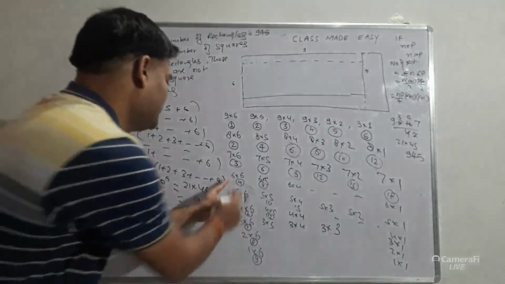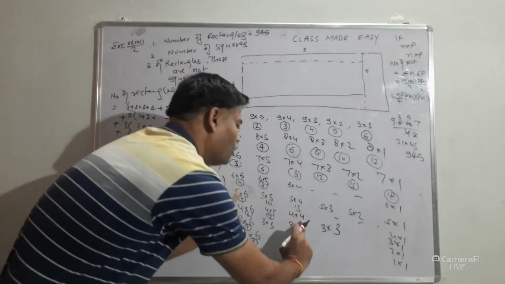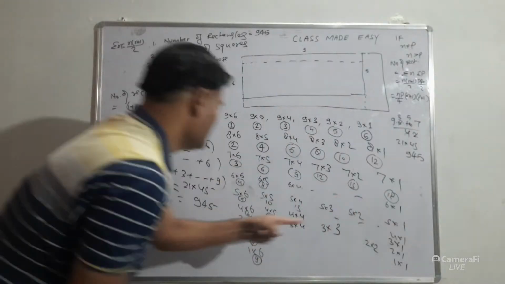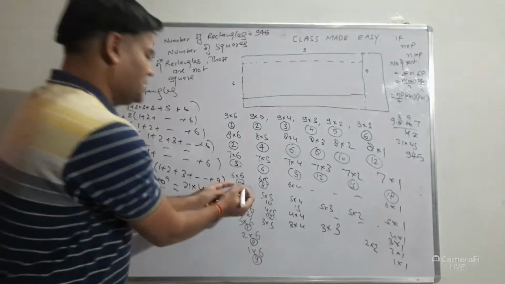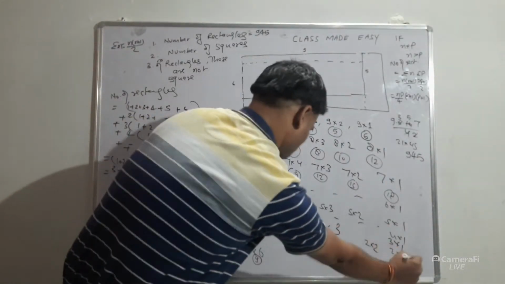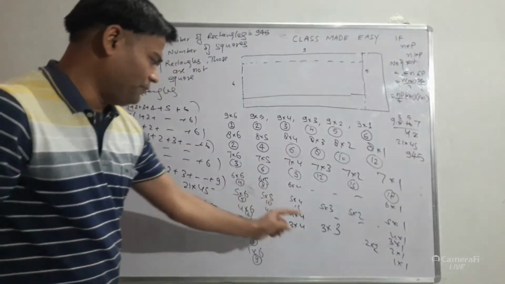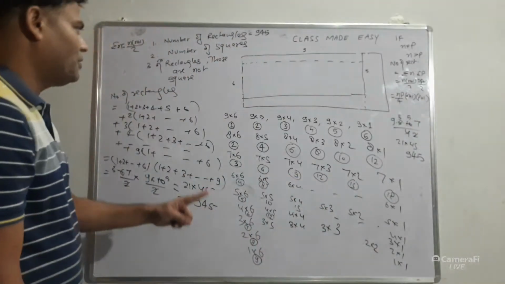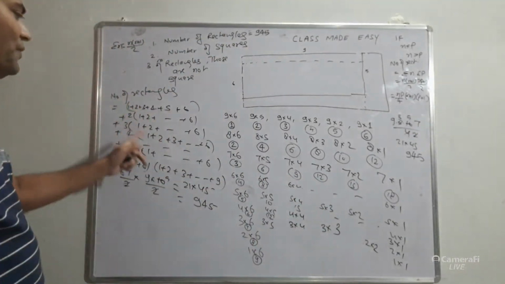So this is 6 by 6, 5 by 5, 4 by 4, 3 by 3, 2 by 2, and 1 by 1. See diagonally from this, these are the squares: 6 by 6, 5 by 5, 4 by 4, 3 by 3, 2 by 2, and 1 by 1. So the number of rectangles there is 945.